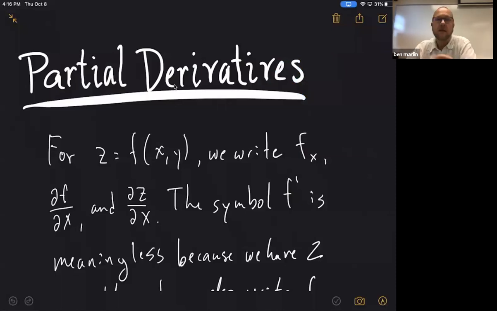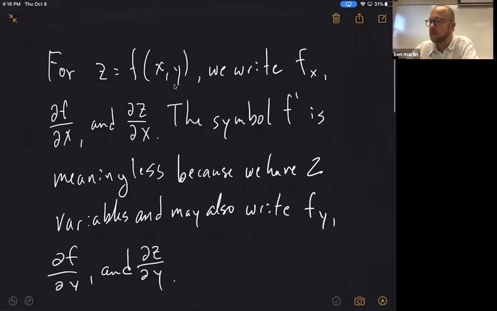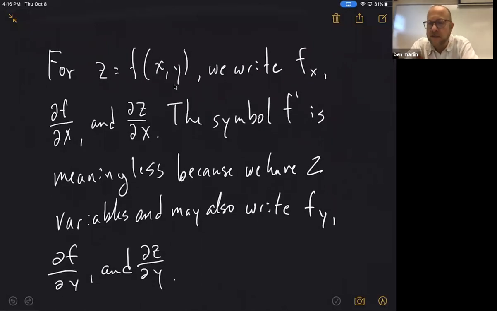All right. So partial derivatives, we're going to be dealing with something where you have your z variable being set to some function of x and y. You could be using any variables you want to. It doesn't have to be x and y, but that's going to be what I'll write for these examples.